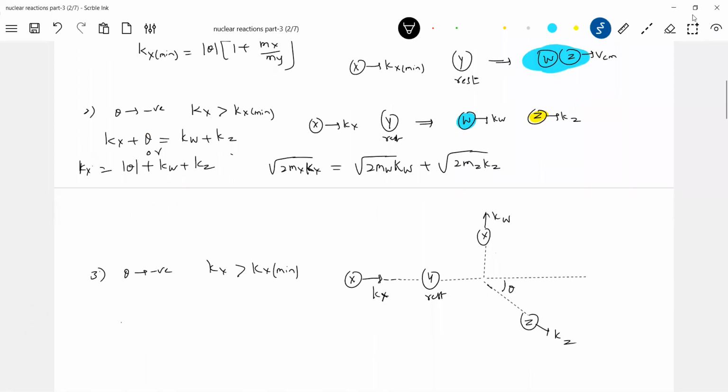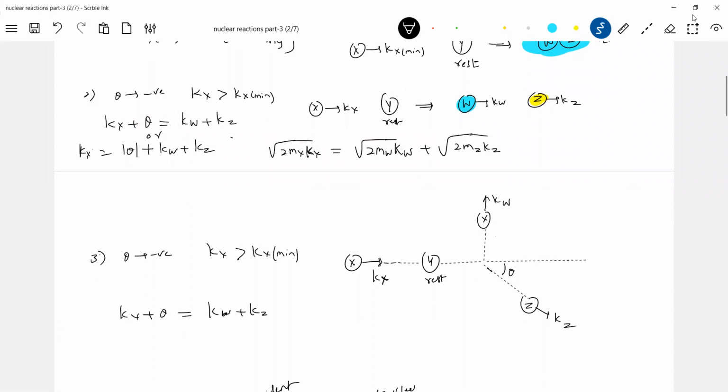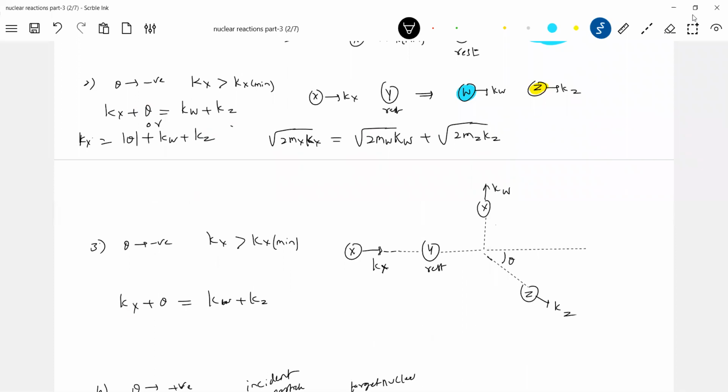What is the reaction? The same thing. Kx plus Q equal to Kw plus Kz. What about here, sir? Momentum equation we can write here. This should be equal to 2mz Kz cos theta along x-axis, along y-axis w, minus. Three equations, any three: theta, Kw, they are known, we can solve it.